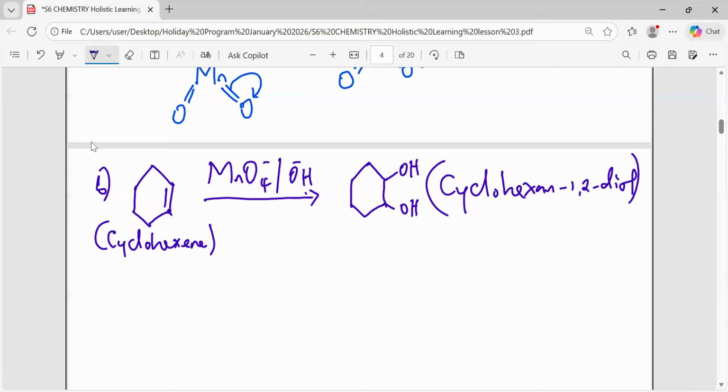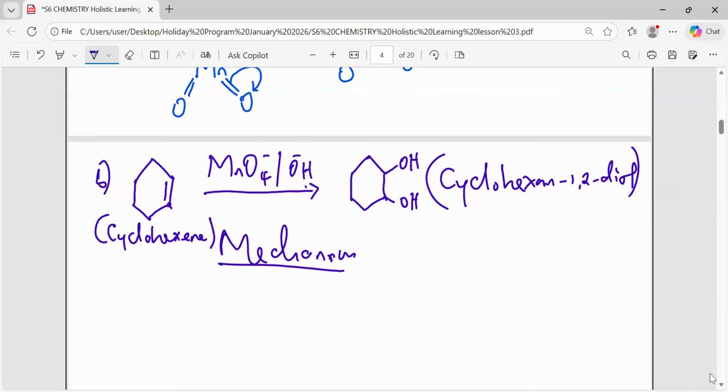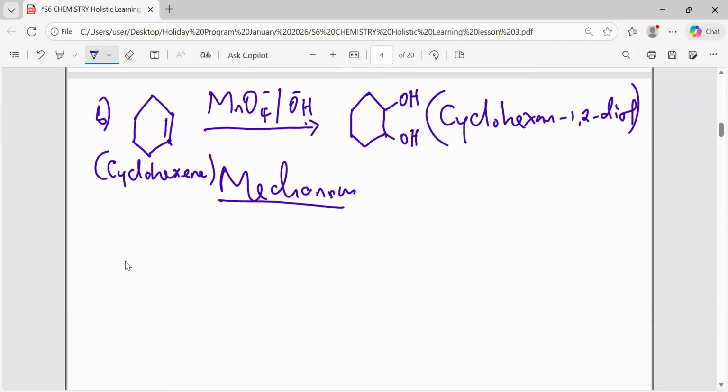Do you think you can take us through the mechanism? Okay, so let me try. Yes, good. The mechanism. That cyclohexene, we are going to see form the bonds of the manganese, of the permanganate, the manganate. We distribute. So this time round, maybe we can rearrange our oxygen atoms like this.